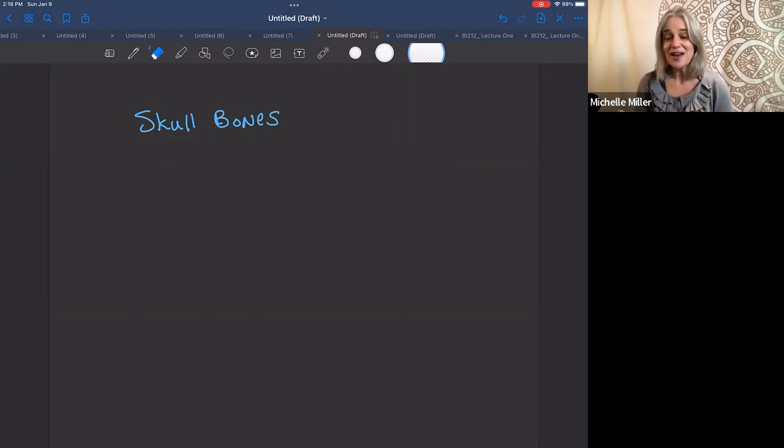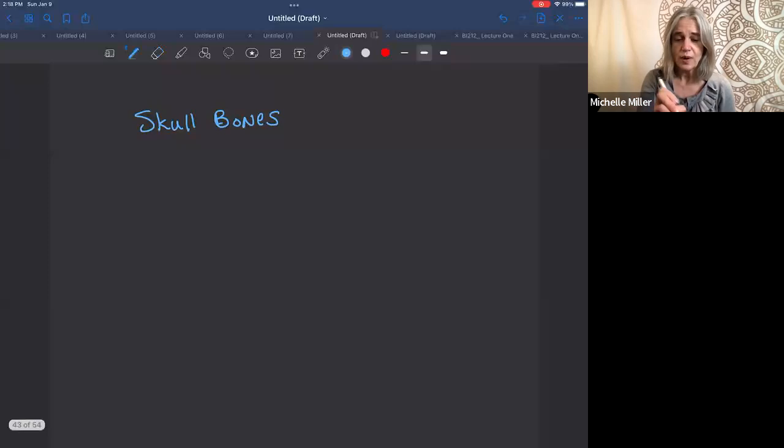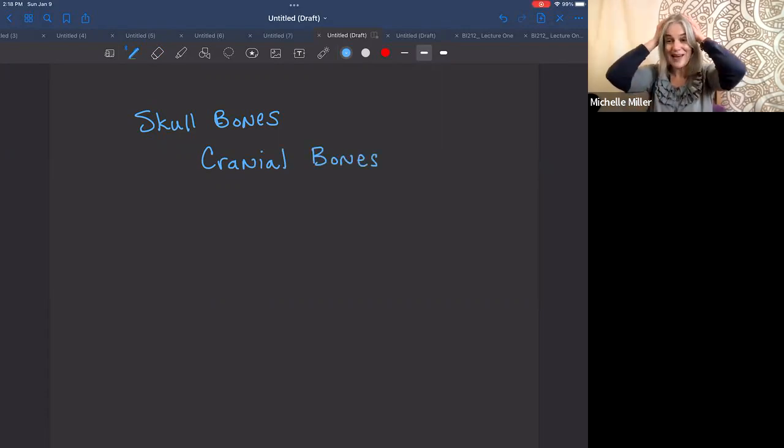So we're going to start talking about the skull bones, and the skull is kind of interesting because it consists of two different types of bones. We have what is referred to as the cranium or the cranial bones. And these are the flat bones that make up the skull here and actually help to protect the brain. So these protect the brain.